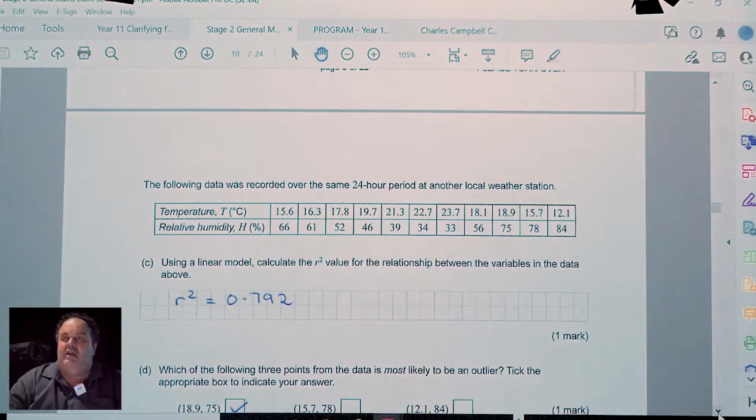This is a completely different lot of data, a new place, a 24-hour period, and they've just asked us to work out R squared. So it's a case of putting the numbers in our calculator, doing the scatter plot, and finding the R squared value.